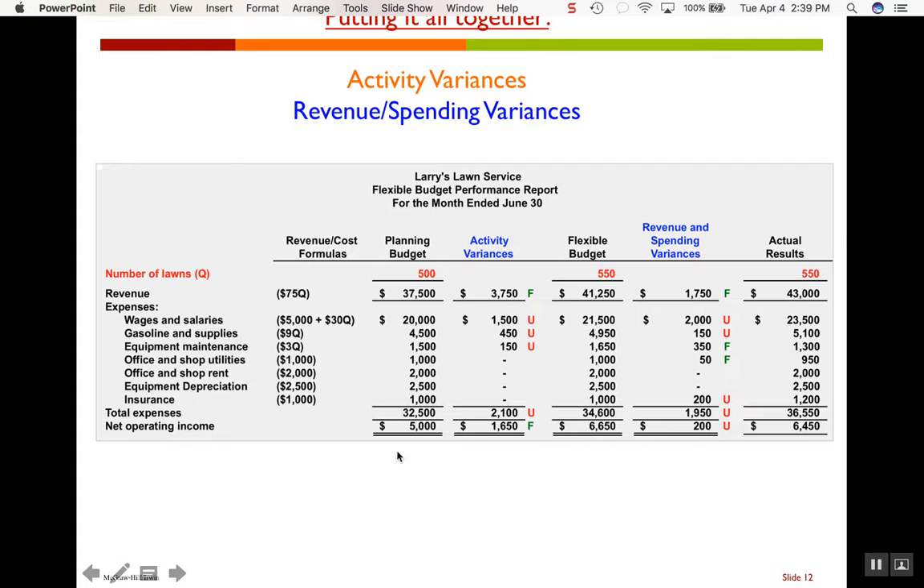So that's why we have basically 3 columns: my planning budget at 500, my flexible budget based on what my actual quantity was, and then what my actual numbers are here. So this is my favorite way of doing this. For an exam, I would probably know this slide very well and know the difference between an activity variance versus a revenue and spending variance. And if you lay it out like this, it will become very clear.